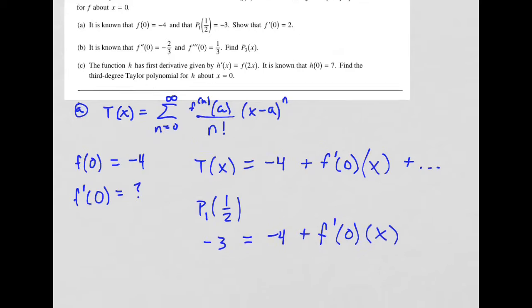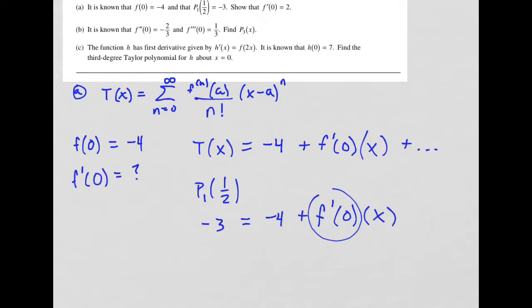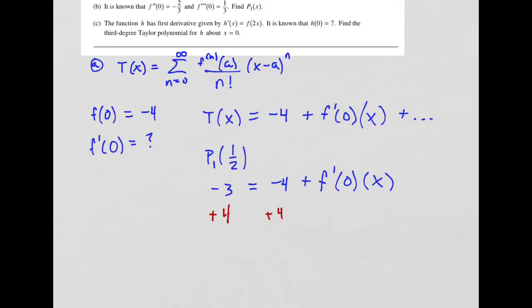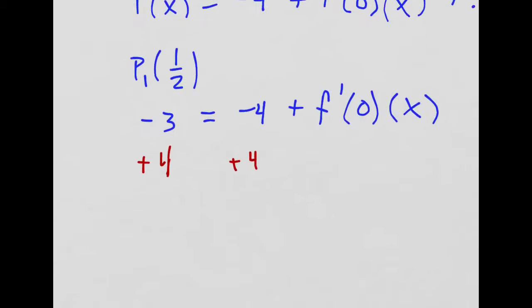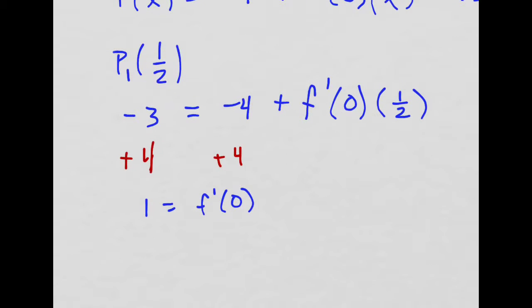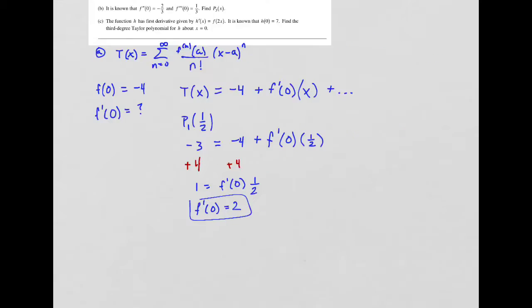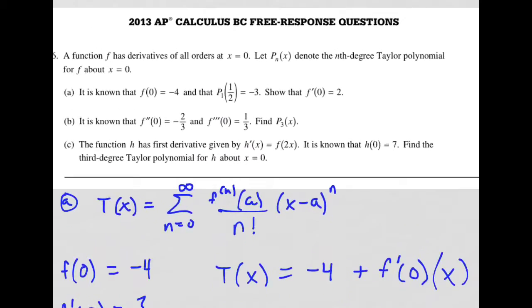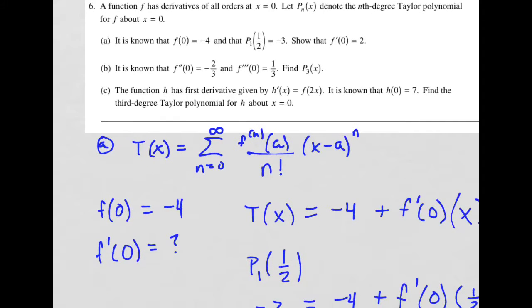So it's really easy. All I have to do is solve for f prime of 0. And then I get 1 equals f prime of 0. Oops, this is 1/2, because I'm plugging in my x value. So then this is okay. So f prime of 0 equals 2. And that's what it said to do. Show that. Okay, done. Easy.